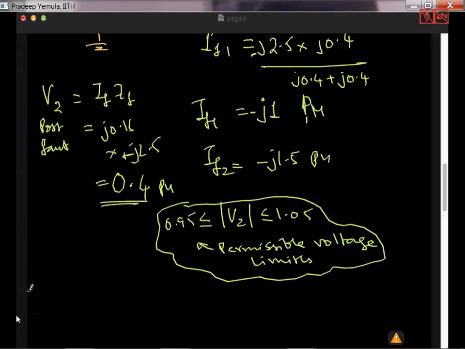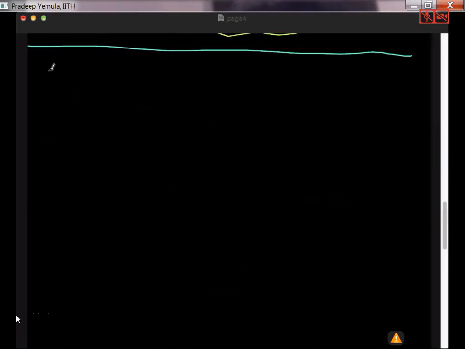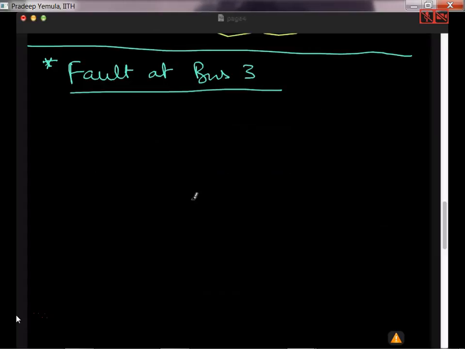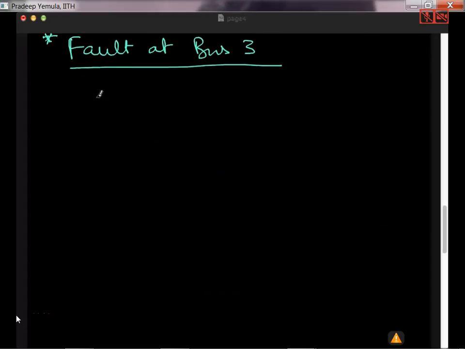Now let's do the last case. The last case is slightly tricky. Fault at bus 3. So you once again draw the circuit. The circuit is like this. I just put the ground here, J0.2.